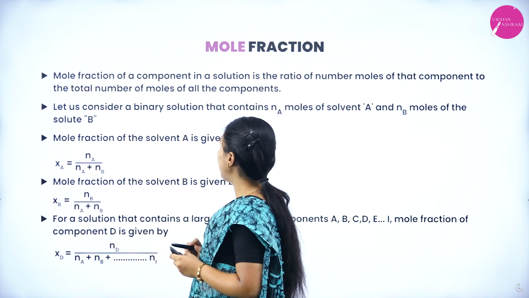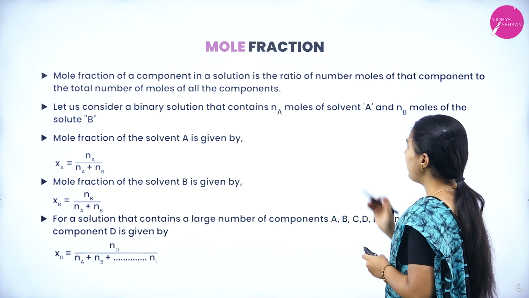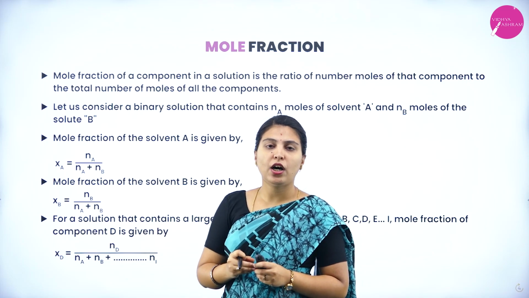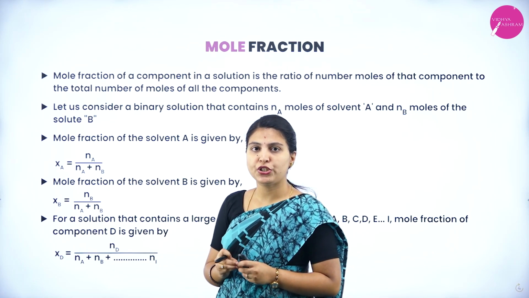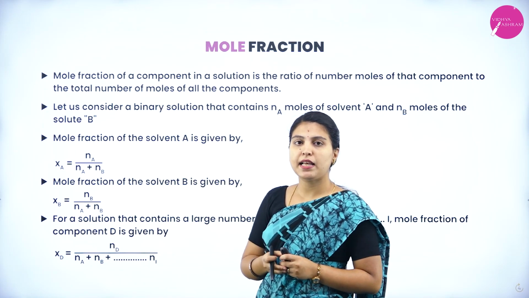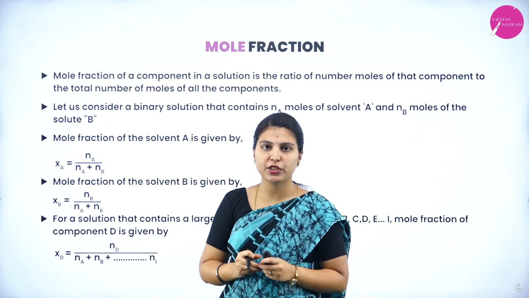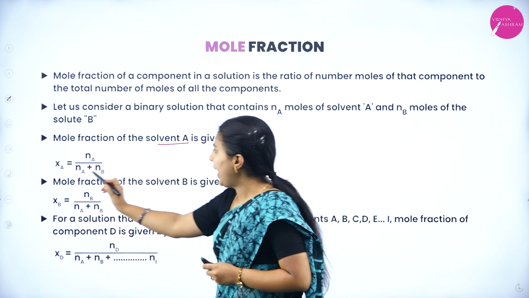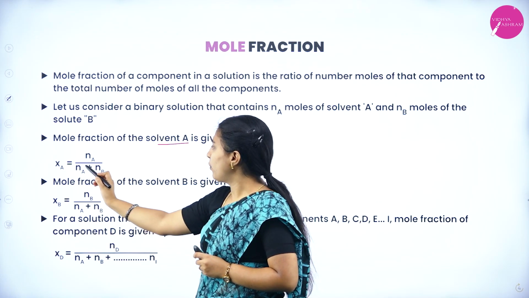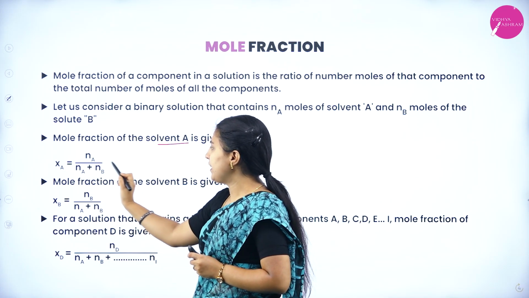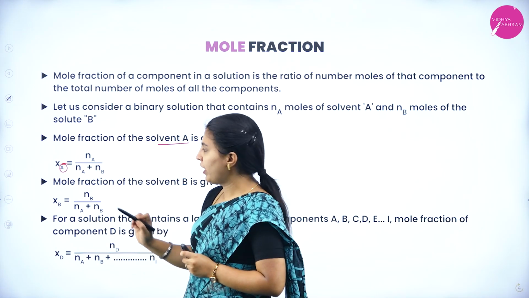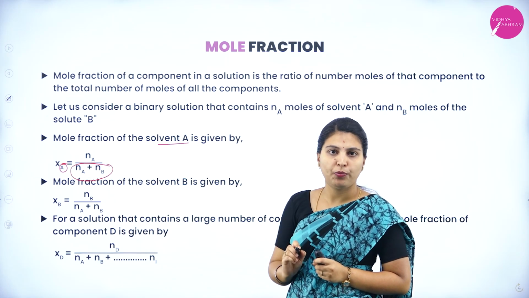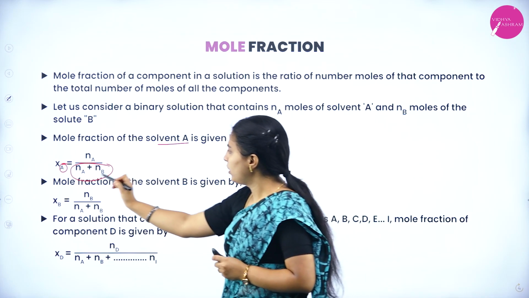Okay. Let us consider a binary solution that contains Na moles of solvent A and Nb moles of the solute B. Here we are finding out the mole fraction for a binary solution, and we are considering the example of a binary solution. There only two components will be present, we know that. So, mole fraction of solvent A is given by Xa, that is mole fraction of A equal to Na divided by Na plus Nb. Here we are finding out for A, so we have written it in the numerator. This is the total moles of the components. Two components are present, that is why total two components.